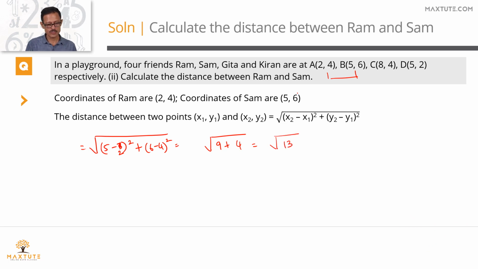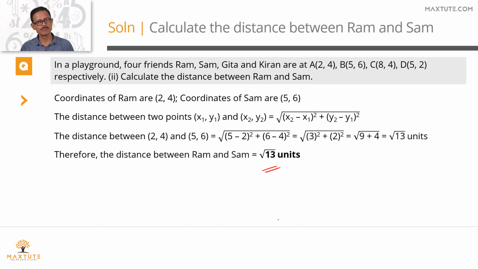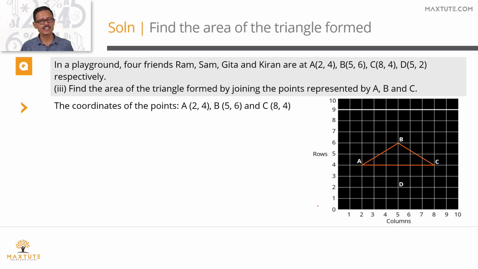Right. So essentially 5 minus 2, 6 minus 4 in a printed form. Distance is equal to root 13. It's a very simple one. The last part is asking us to use the area of triangle formula. We need to find the area of the triangle formed by joining ABC. These are the coordinates. We know the area formula.